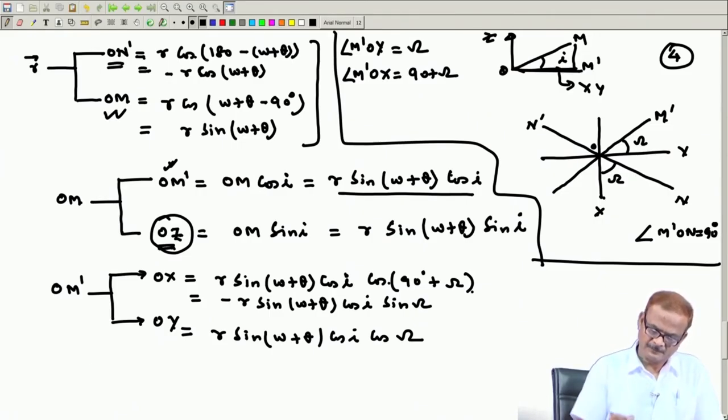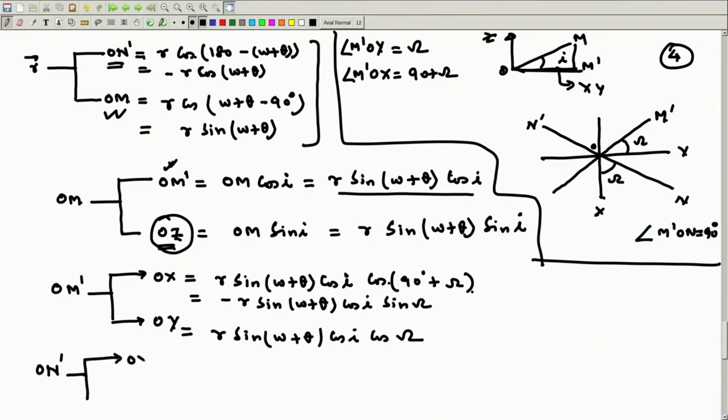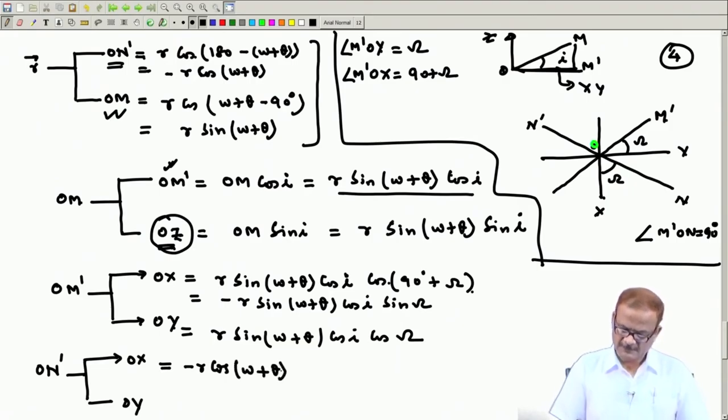Now, we take On prime. On prime will have components along the Ox direction and the Oy direction. So, going here, this is O and n prime is here. Breaking along the Ox direction, we get On prime equal to minus r cos(omega plus theta), and this is the component along On prime. We have to take one component along this direction, another component along this direction.